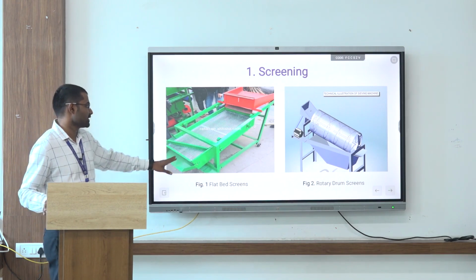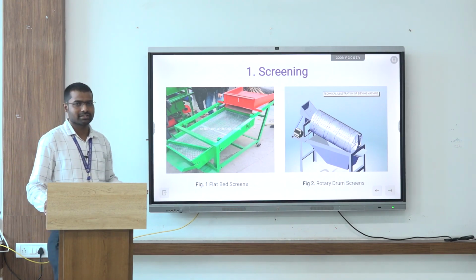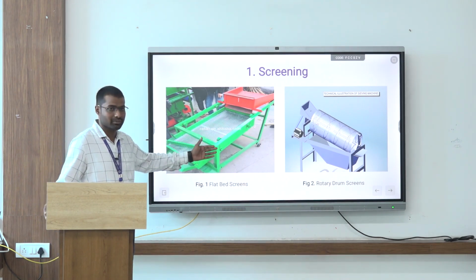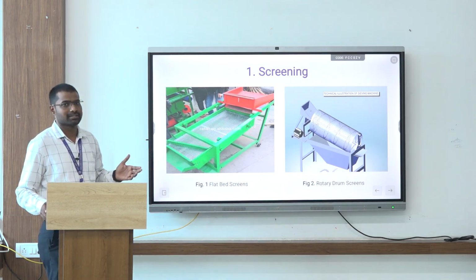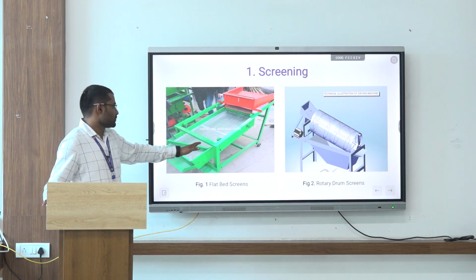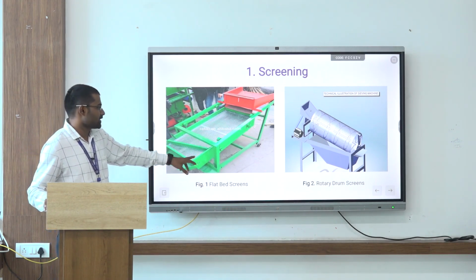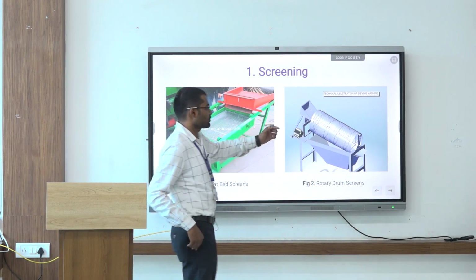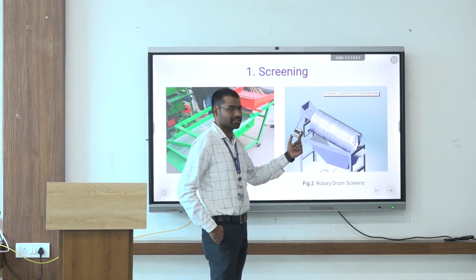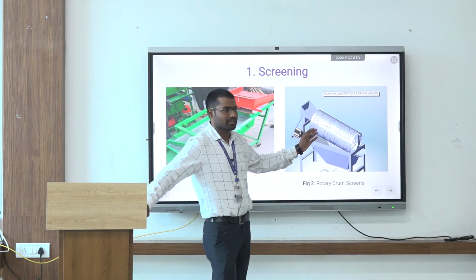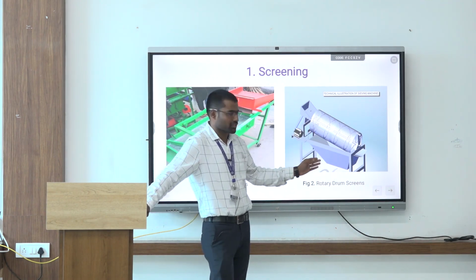In the flat bed screen, there is a flat screen which is agitated by motors, or given vibration, so that the material is segregated. A perforated sheet is attached. The rotary drum screen is rotated about its central axis, and the movement of the raw material is achieved with the help of its angle of inclination.